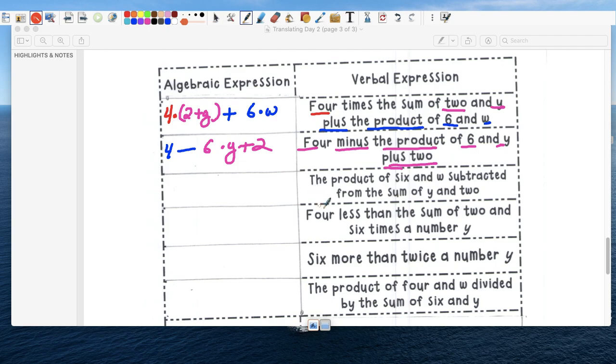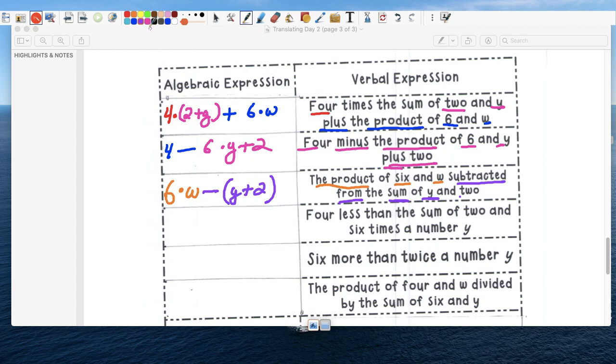Next one. The product, otra vez, the product is multiplication. Who are we multiplying? 6 and w, so 6 times w. Subtracted, so careful with this one. Aquí está escrito subtracted from, which is restar. Subtracted from who? The sum, so we're going to do parentheses. The sum of y and 2. So sum is addition, y and 2.